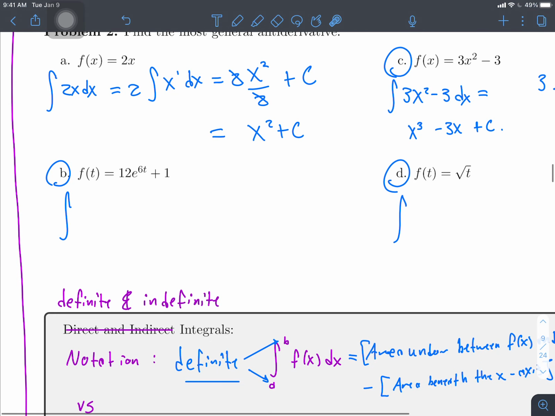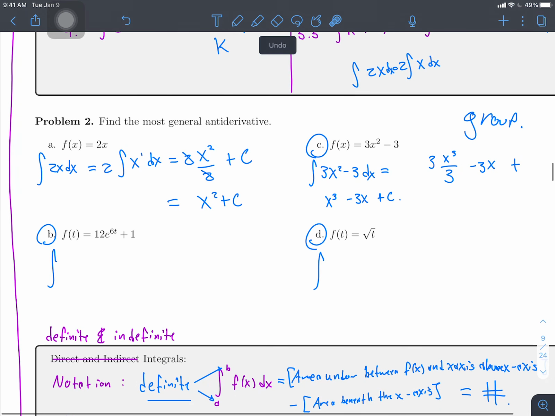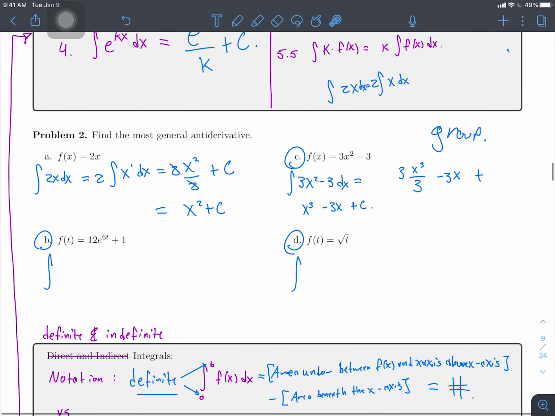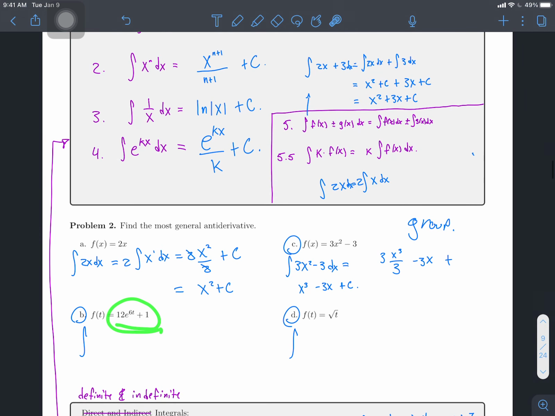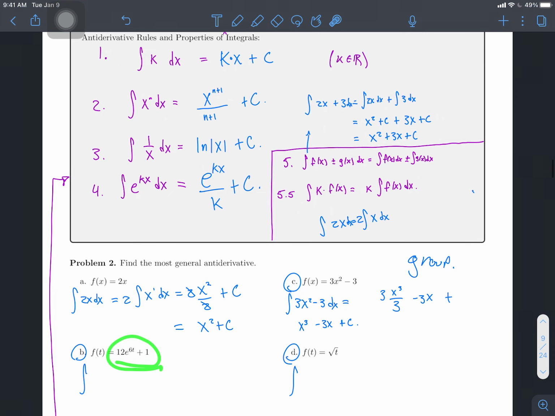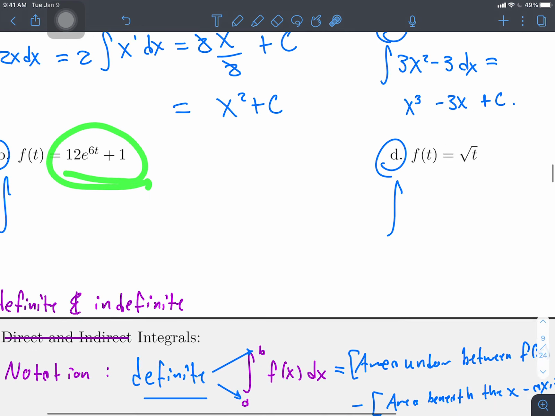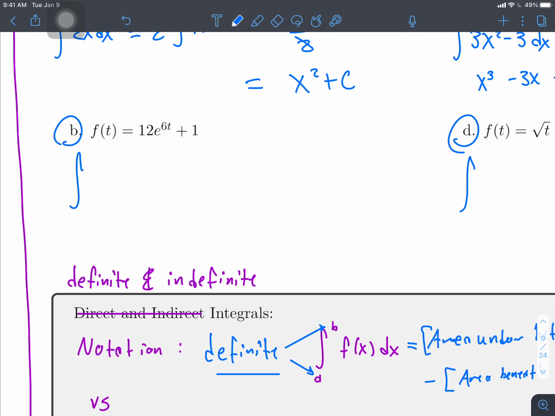Okay, but it got a little more complicated with part B, right? Oh, I guess I went the wrong way. Okay, part B, we had to do the integral of 12e to the 6t plus 1. Which rules did we have to use to do part B? Yeah, we had to use rule number 4, right? And rule number 1.